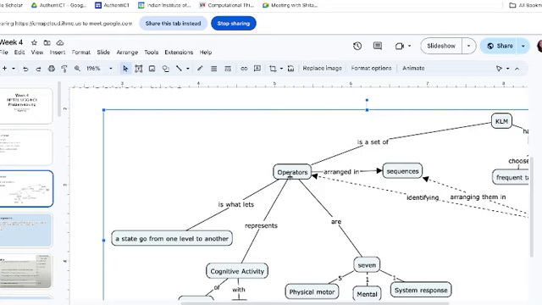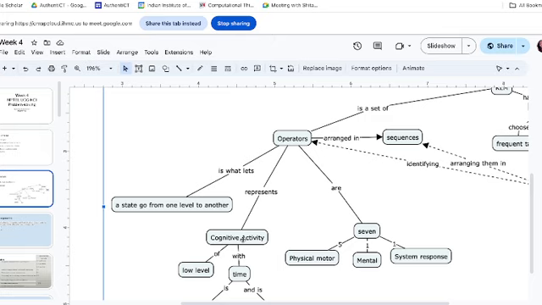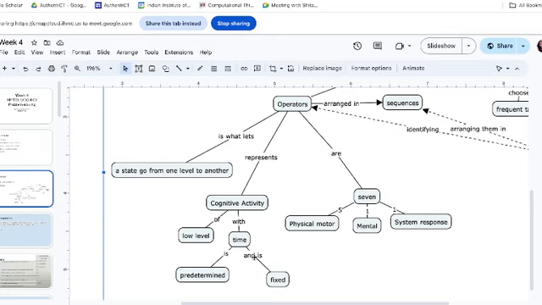What are these operators? The operators are what let a state go from one level to another. What is an operator? It represents a cognitive activity or a mental thought process of low level. So this is a mental action of the user at a low level. And the operator also represents cognitive activity with time, which is predetermined and is fixed.